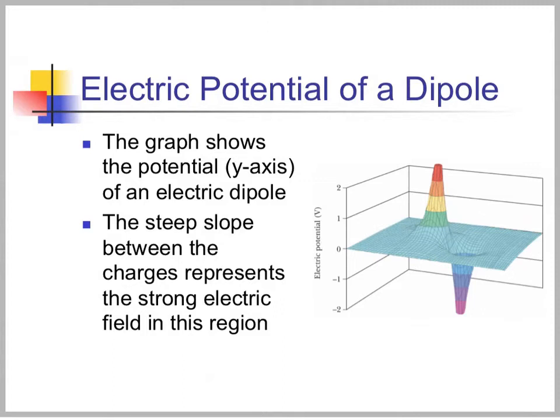So, if I wanted to figure out the electric potential of a dipole, that's a positive and negative charge existing next to each other, that graph shows the potential of the dipole. And there's a steep slope between the two, and the slope of this graph shows us the strength of the electric field.